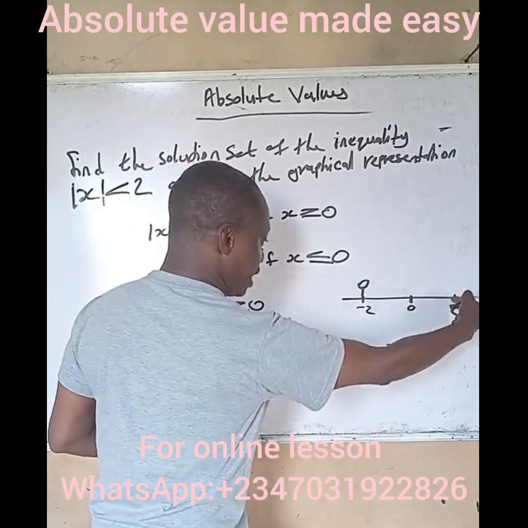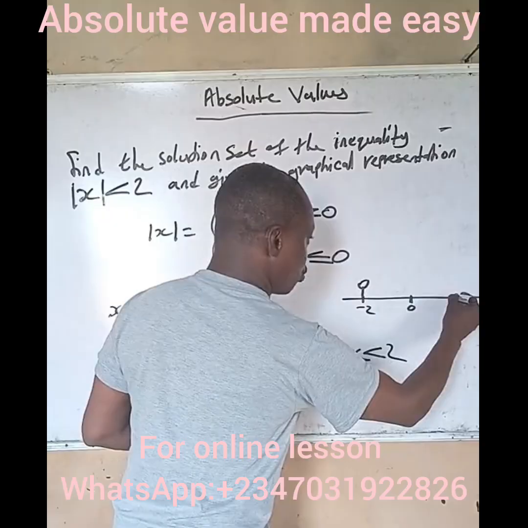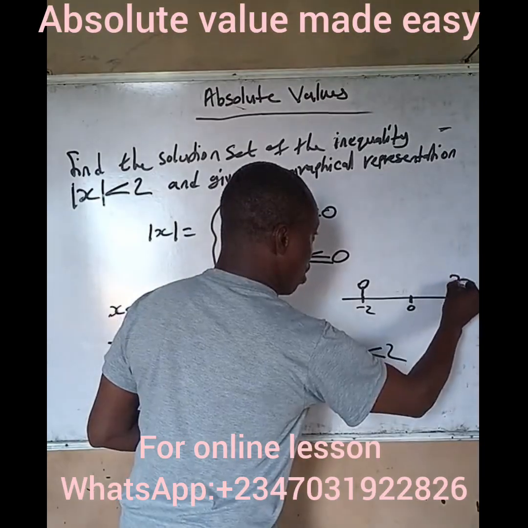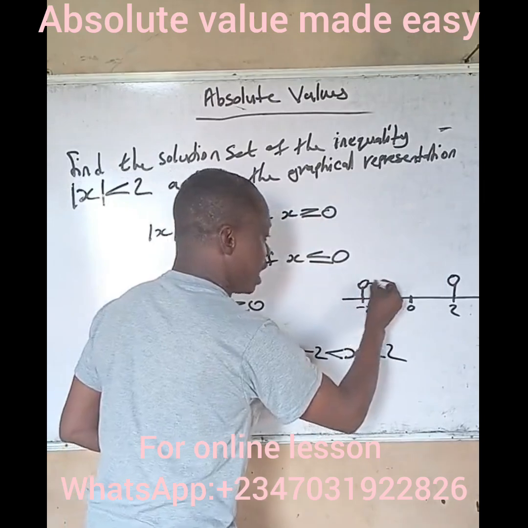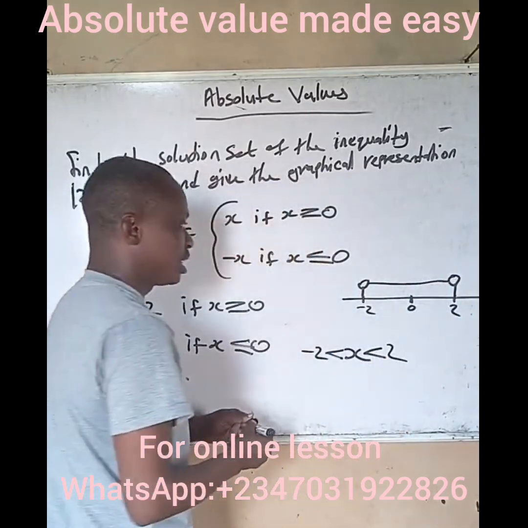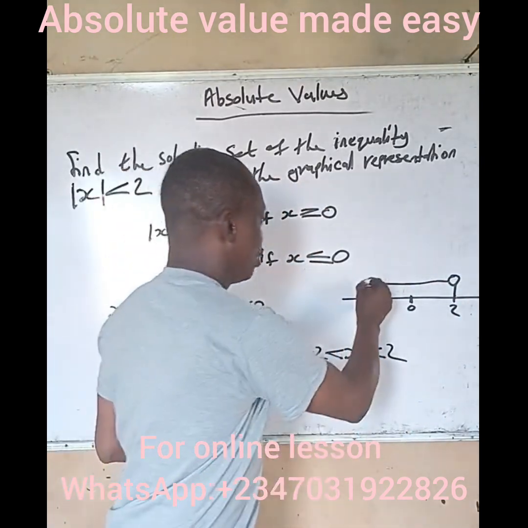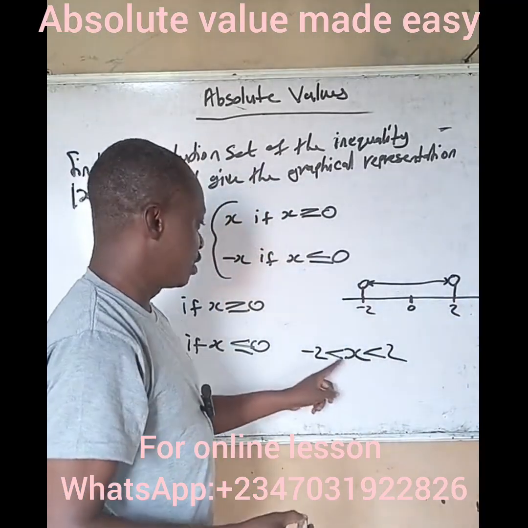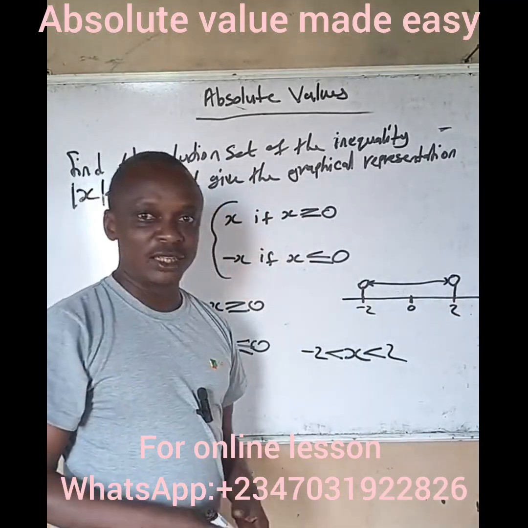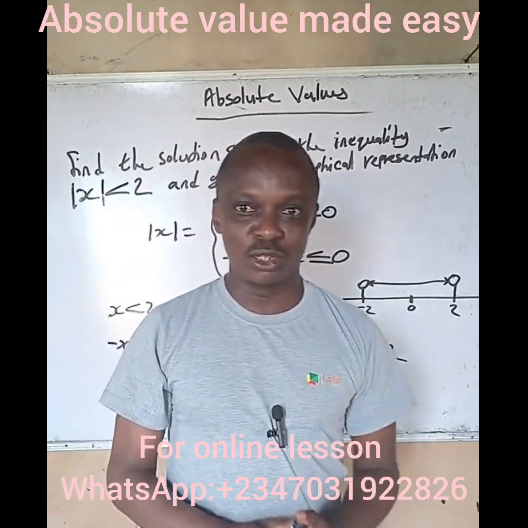And here we are told that it's less than 2. They didn't put equal to, so I'll just put an open circle without shading. This side is less than 2, so the two of them will meet at a point here like this. So this is the graphical representation of x greater than minus 2 and less than 2. So that is just it.